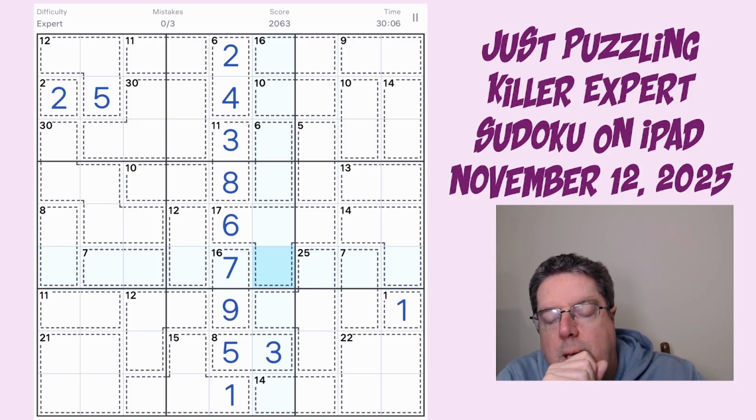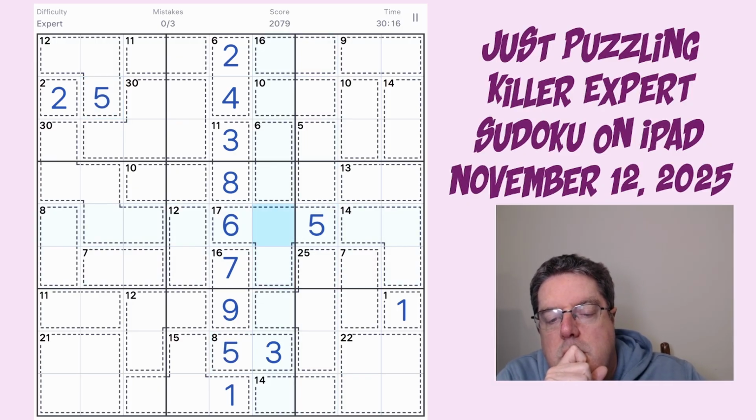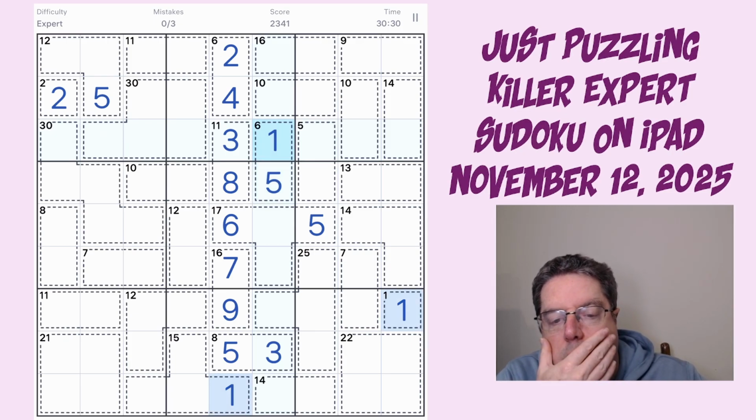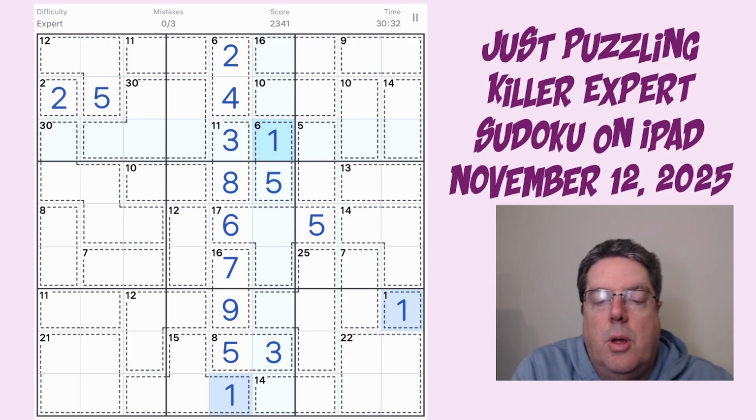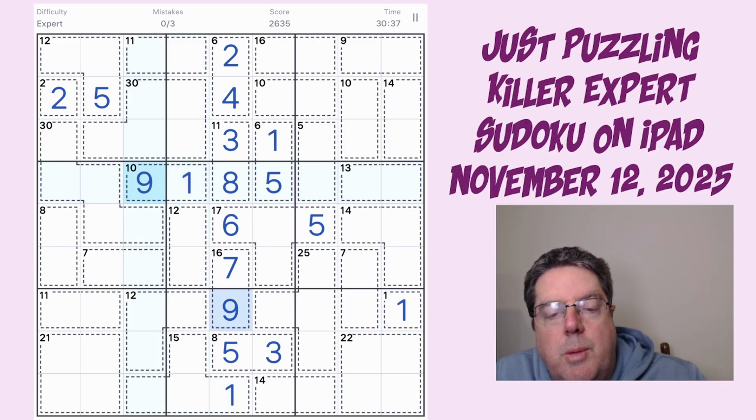Meaning this has to be 2 and 5, so that's a 5 there. This is 2 and 4. 2 and 4. So 5 can't be here, 5 can't be here, 5 can't be here, so that's a 5, leaving this to be the 1. Okay, so that's a 1 there, leaving this to be the 9. What are we at? 30 minutes, and we're just starting to make some headway.